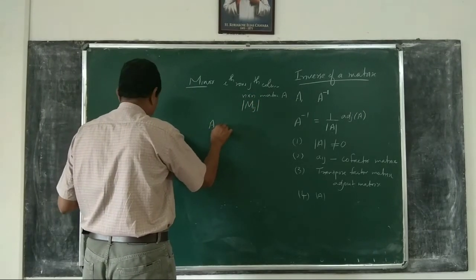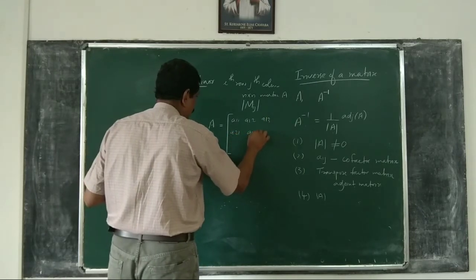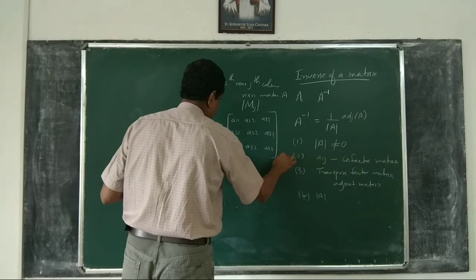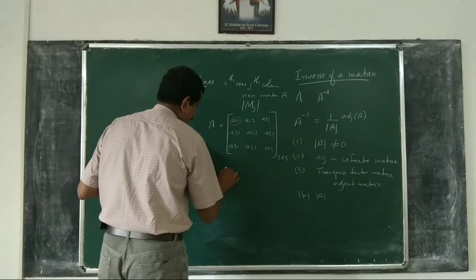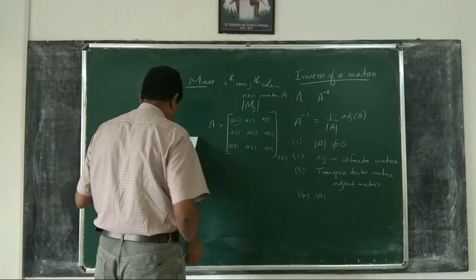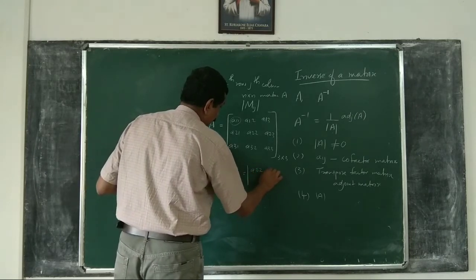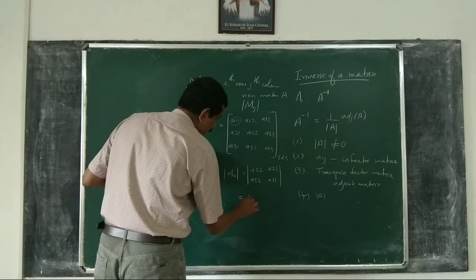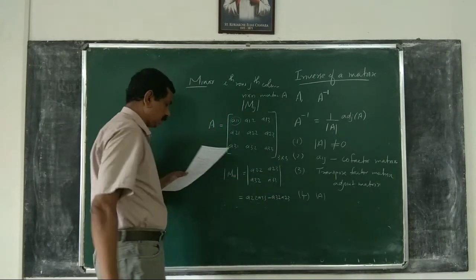Let the matrix be A11, A12, A13, A21, A22, A23, A31, A32, A33, a 3 by 3 matrix. Then the minor of the first element, A11, is obtained by deleting the first row and the first column, and you get M11 equal to the determinant of A22, A23, A32, A33. This is equal to A22 A33 minus A32 A23. Determinants we will see in the next session.